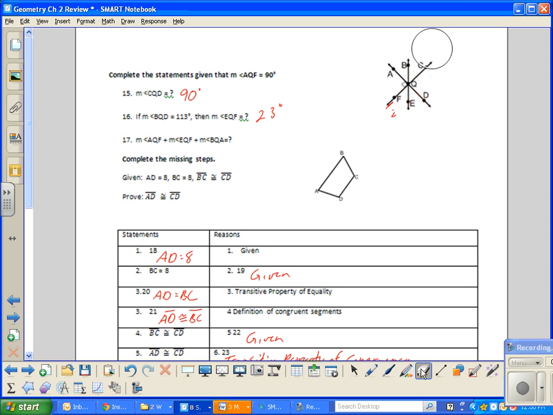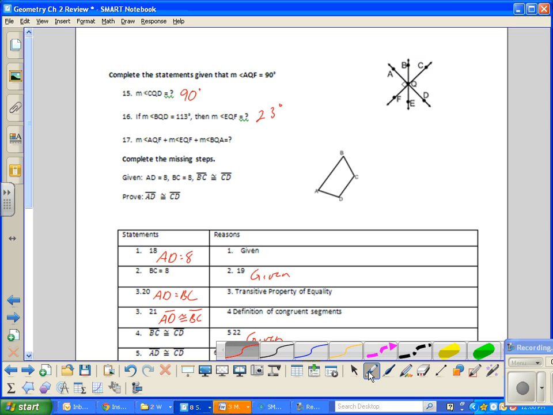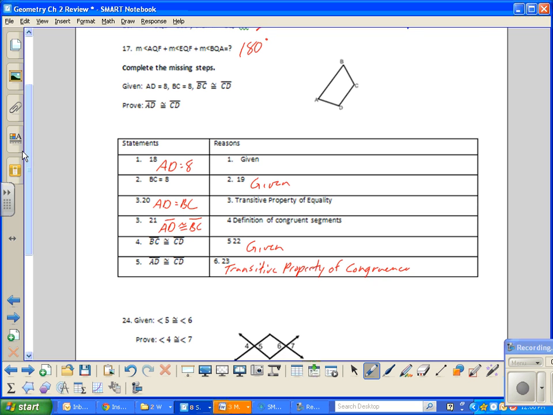And then 17, we want to know what the measure of angle AQF plus the measure of angle EQF plus the measure of BQA is. When we put those down there, we recognize that all three go together to make a straight line, angle BQE. And so since that's a straight line, that's 180 degrees.